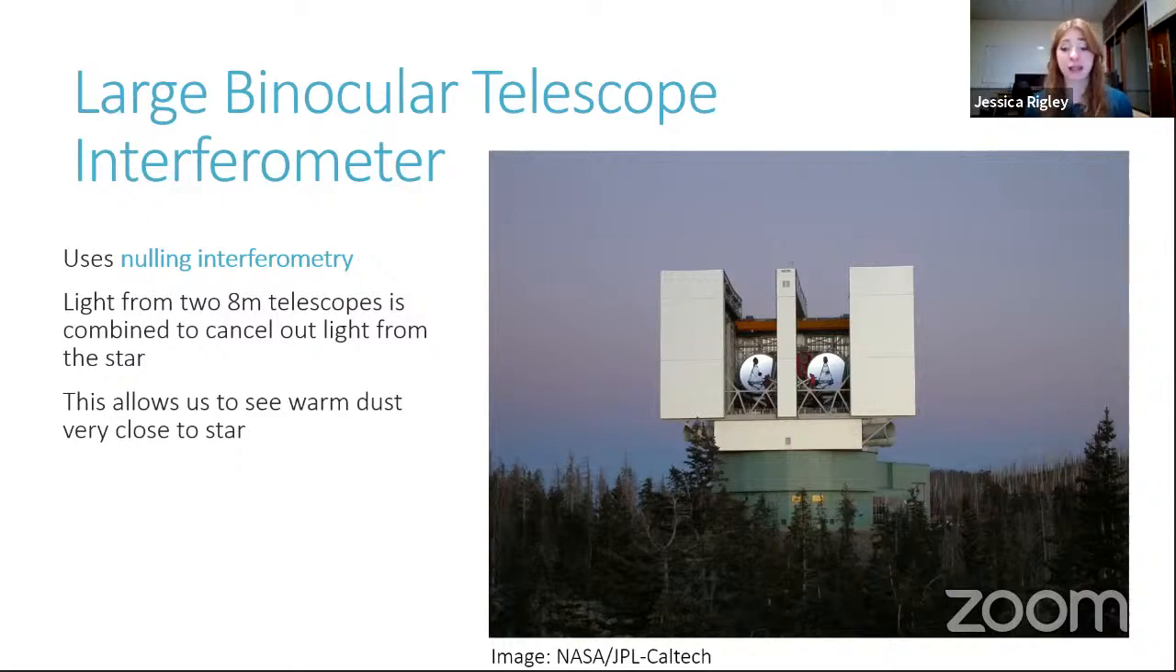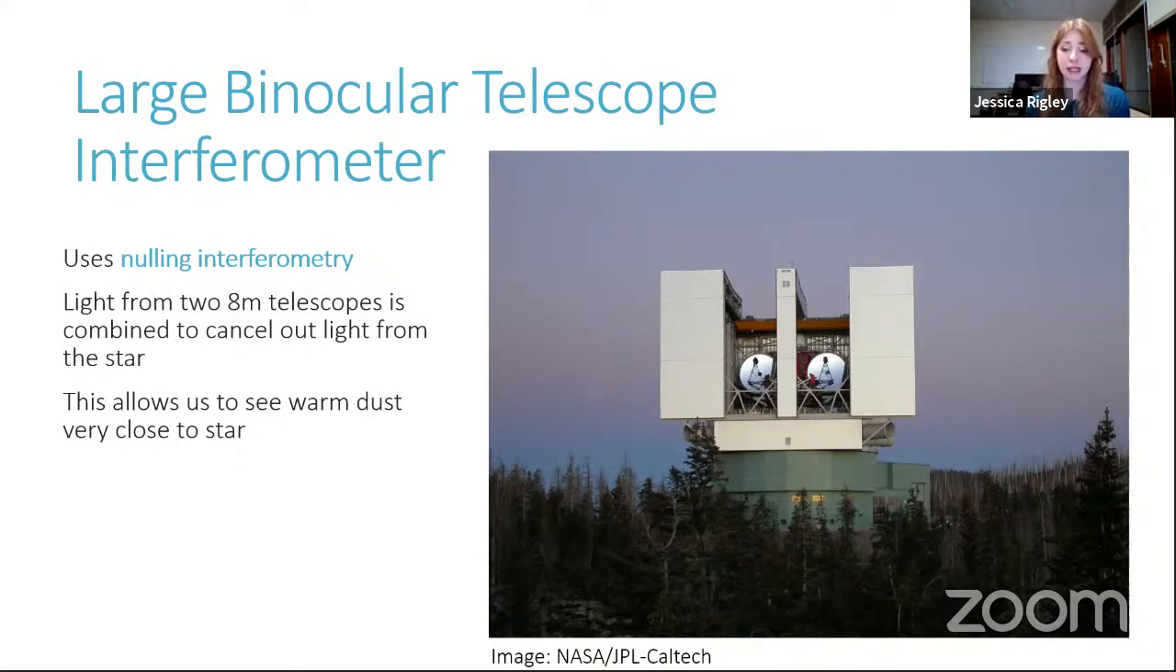And this is a telescope in Arizona. And you can see it's actually got 2 telescopes. So it has 2 8-meter telescopes, and both telescopes look at the star at the same time. And so this is something called nulling interferometry. And the idea is you look at the star with 2 telescopes, and then you combine the light from the 2 telescopes in a special way called destructive interference. And this means that we can actually cancel out the light from the star, and then we can resolve dust that's really, really close to the star.